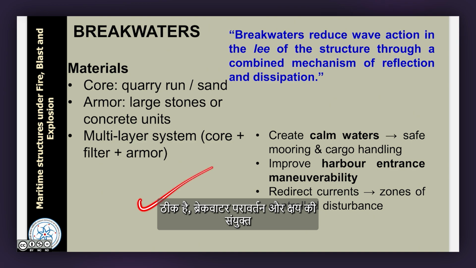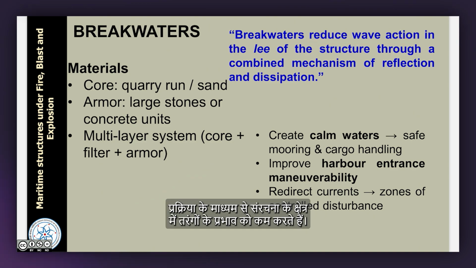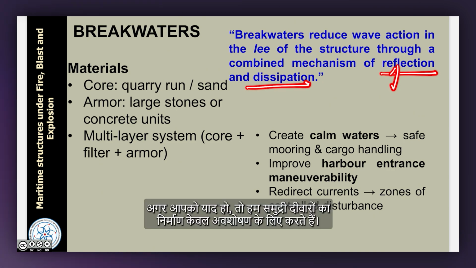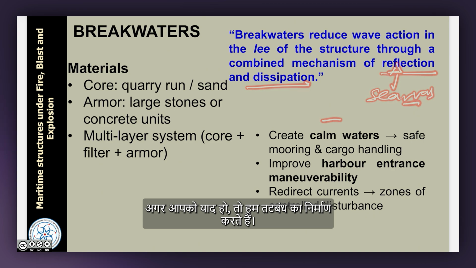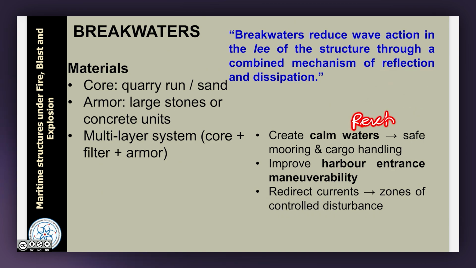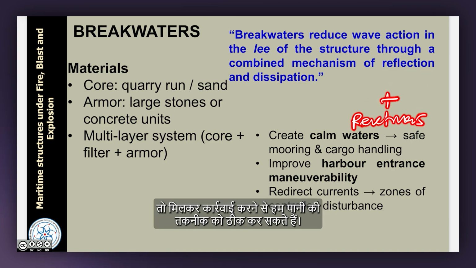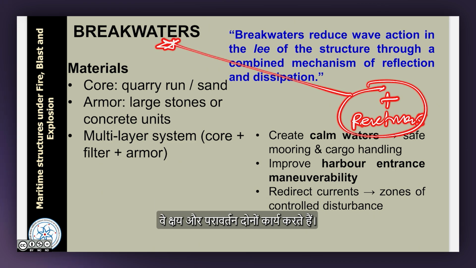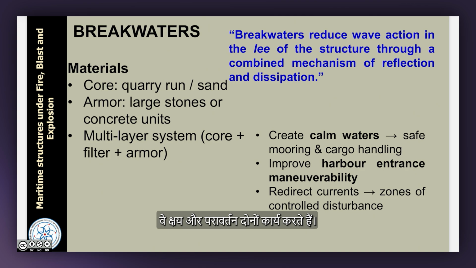Breakwaters reduce wave action in the lee of the structure through a combined mechanism of reflection and dissipation. Reflection alone, if you remember, we construct sea walls. Absorption alone, if you remember, we construct revetments. So, with both actions together we construct breakwaters. They do both. They dissipate as well as reflect wave energy.